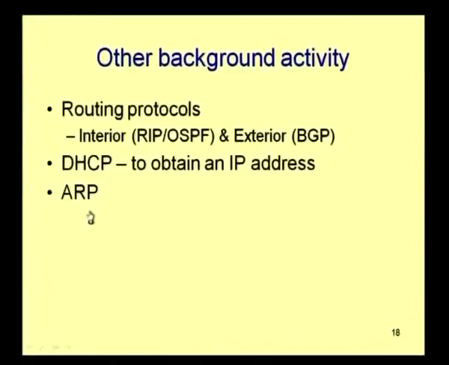A third background activity that would have taken place is ARP. Remember ARP, the Address Resolution Protocol. ARP is used to map IP addresses to physical addresses. Now, in the examples that we looked at, we saw that from the network layer the packet is just sent to the data link layer. When it is sent to the data link layer, the data link layer takes care of passing it to the correct machine on the other side.